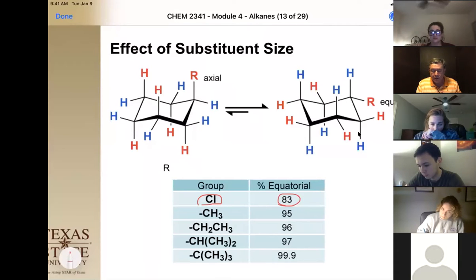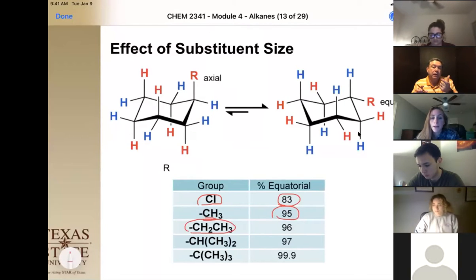If we look at the methyl group, which we saw was about 95%, the methyl group is a little bit larger because those three other hydrogens spread out a bit and start to impinge on those axial hydrogens. If we increase it to an ethyl group, it's still about the same, only a little bit more, 96%, because the hydrogens are still kind of small, and that methyl group can be rotated around. So it's not too much larger than a methyl group, and we see that 96%.